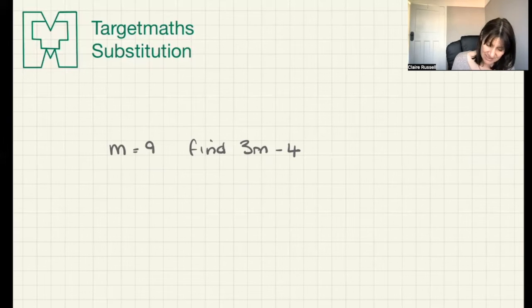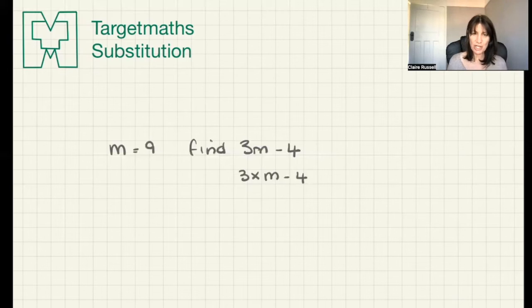Okay, so this means 3 times m minus 4. So this is just another way of doing it. Just show everything and then put the value in. I know that my m is equal to 9. So at this stage, I can replace that m with 9.